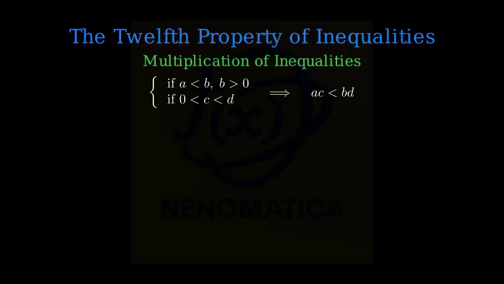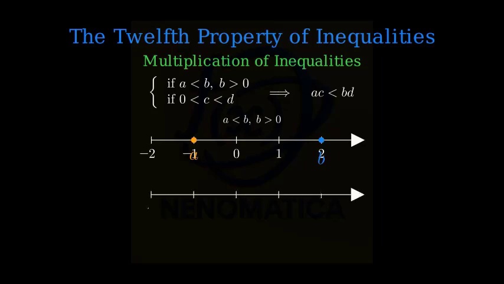Let's break down this property to understand it better. First, we have a is less than b and b is greater than 0. This means a and b are in a specific order on the number line, with b being positive. Second, we have 0 is less than c is less than d. This means both c and d are positive, with d being greater than c. When these conditions are met, the property states that the product a times c is less than the product b times d.